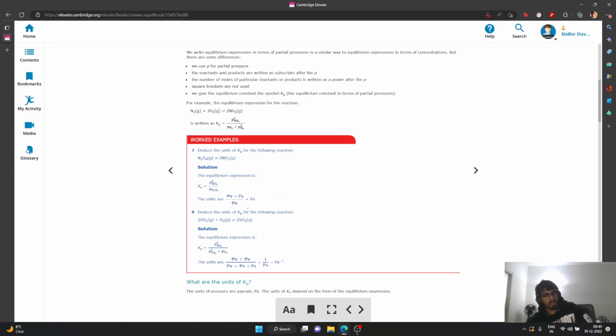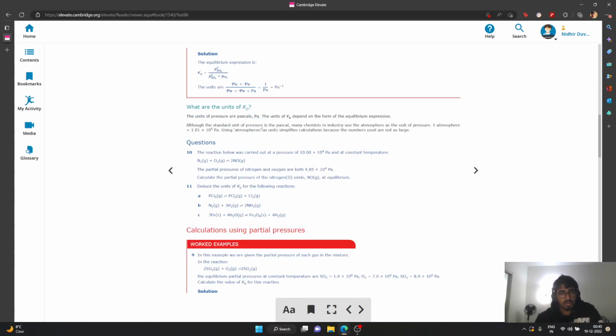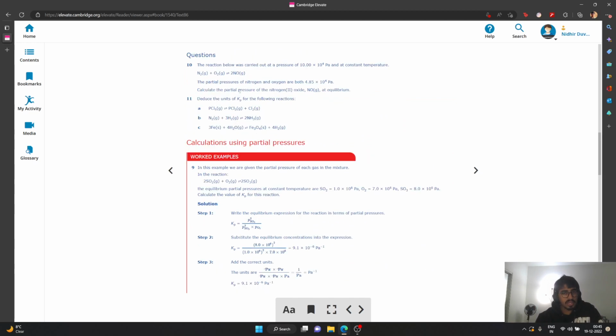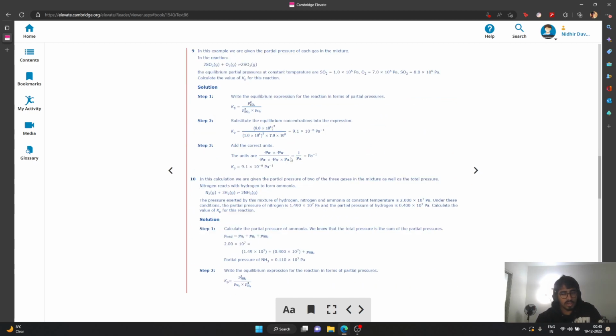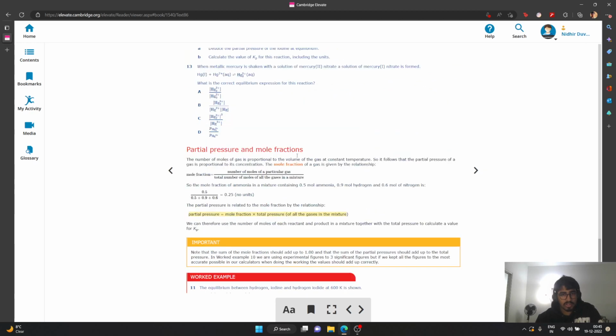Of course, just follow all of this. You need to also be able to write the units of Kc and Kp for different reactions at different times. So this is all covered in your book. Definitely go through it. Just keep doing all these sums, all the internal ones you need to do for this. It's an easy chapter, but you need to go through them once.